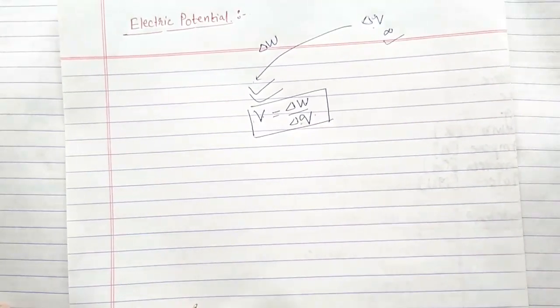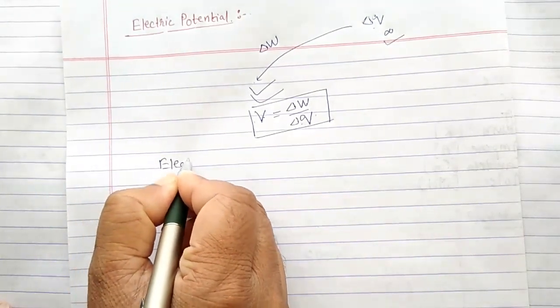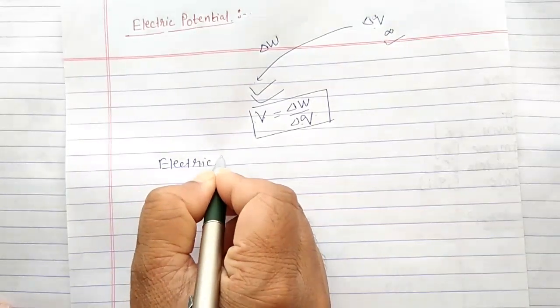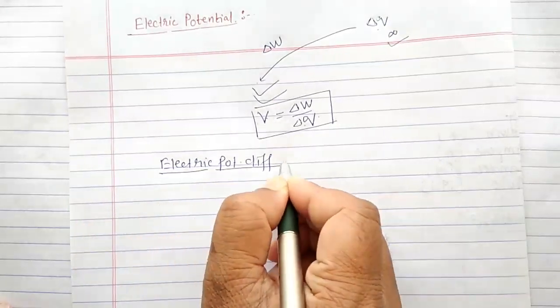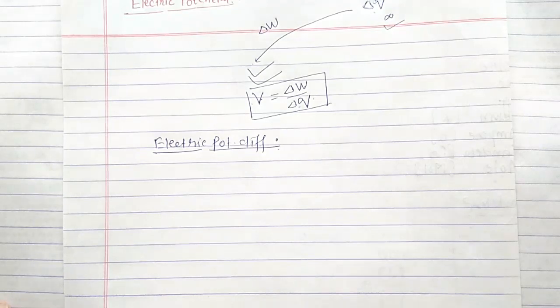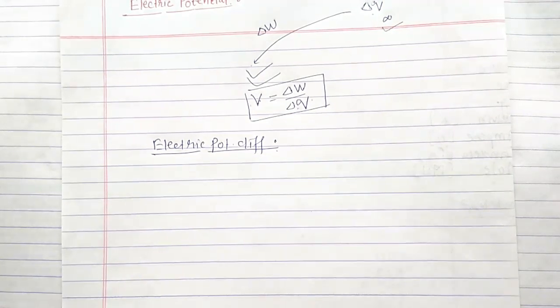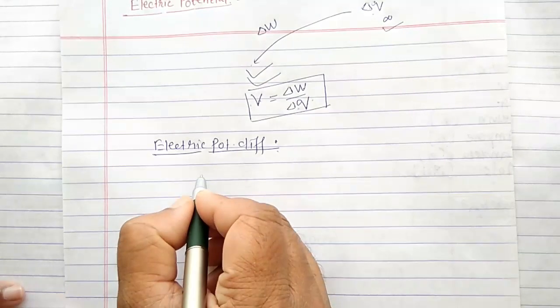And electric potential difference may be defined as: the electrostatic potential difference between 2 points in the region of an electrostatic field is the work done in bringing a unit positive charge without acceleration from one point to another point.